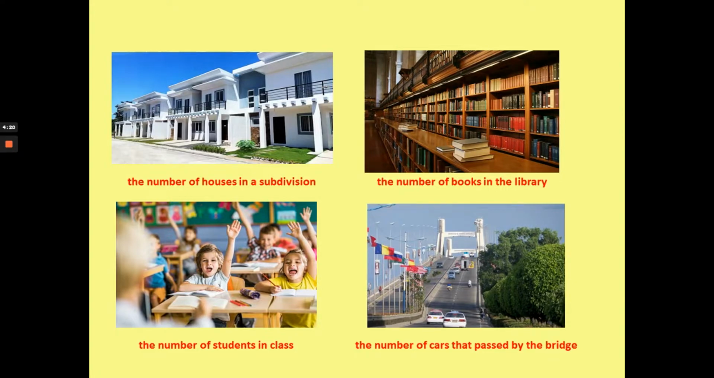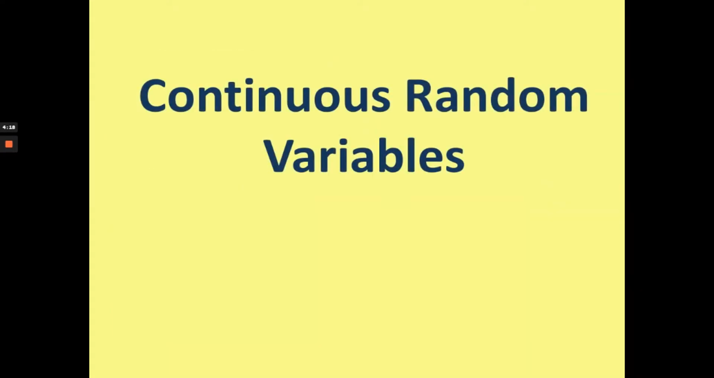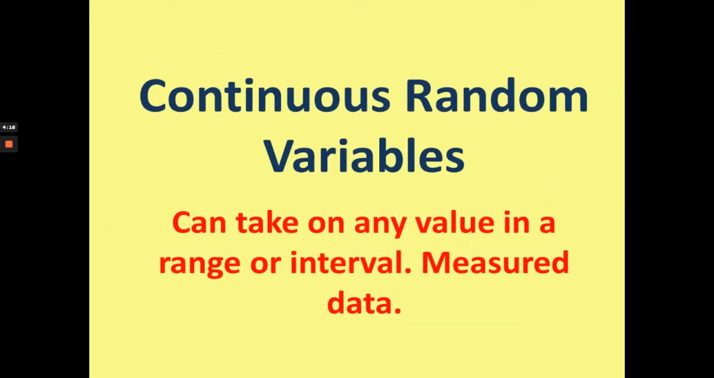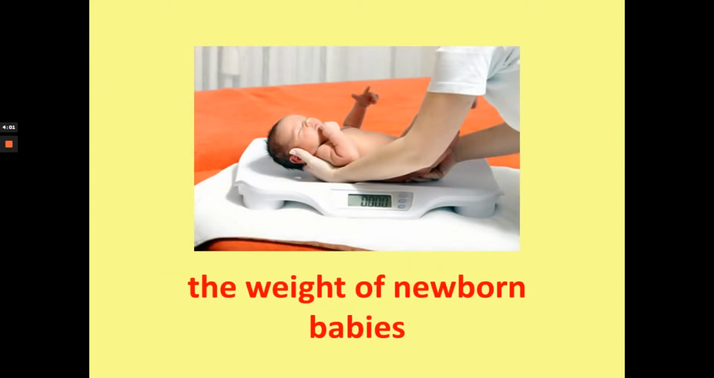The second kind of random variable is the continuous random variable. It can take on any value in a range or interval, or it also refers to measured data. It means that we obtain the data by measuring. Some examples are presented to you here. We have the weight of newborn babies. An example of the unit of measure for us to determine the weight of newborn babies is kilograms.